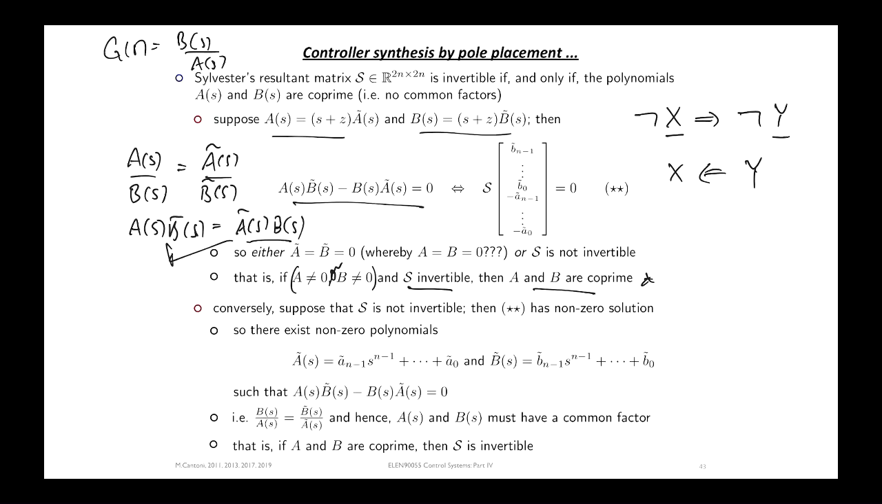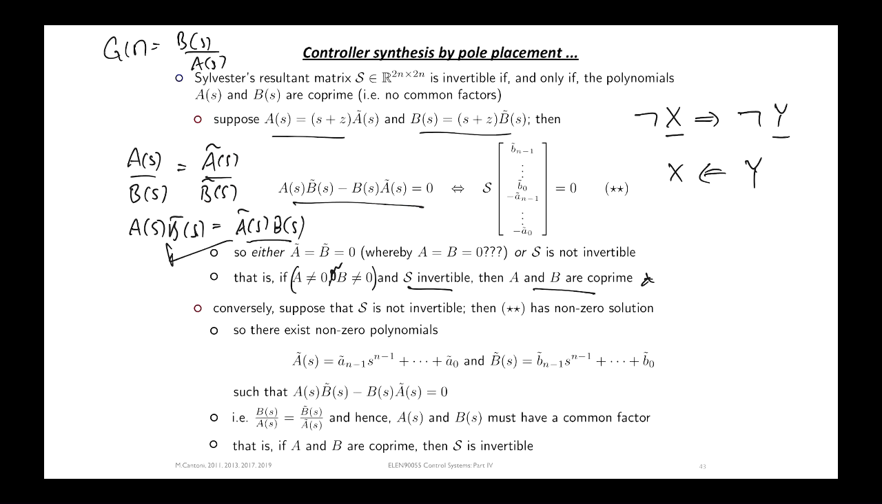So we've shown one direction of this if and only if. And you get the other direction by following a very similar argument as presented here. Again, we start with the opposite direction. Suppose that S is not invertible, then this must have a non-zero solution. So you write down what those are, but then you end up with this situation here, which we exploited here to arrive at this equation in the first place.